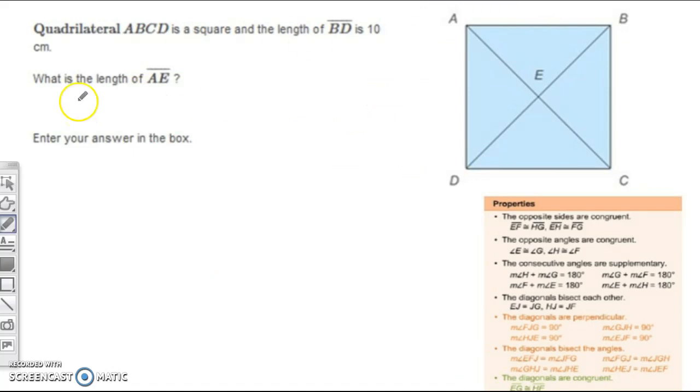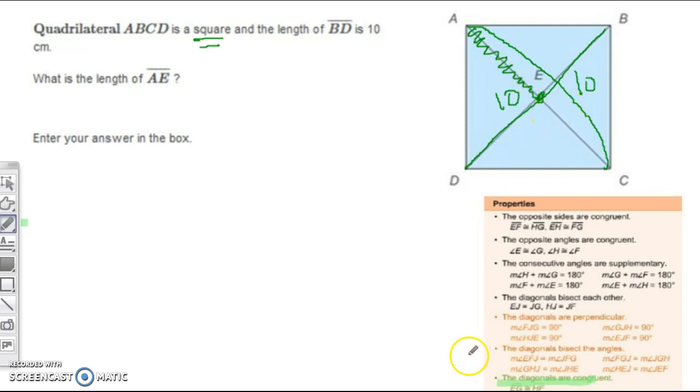Okay, let's check out this one. Quadrilateral ABCD is a square, and the length of BD is 10. What is the length of AE? Well, y'all, we know in a square, check out down here, the diagonals are congruent. Should have highlighted that one, but didn't get around to it. So, because we know the diagonals are congruent, we know that the other diagonal also has to be 10 units. So this whole diagonal here is also 10, but we just want to know AE.